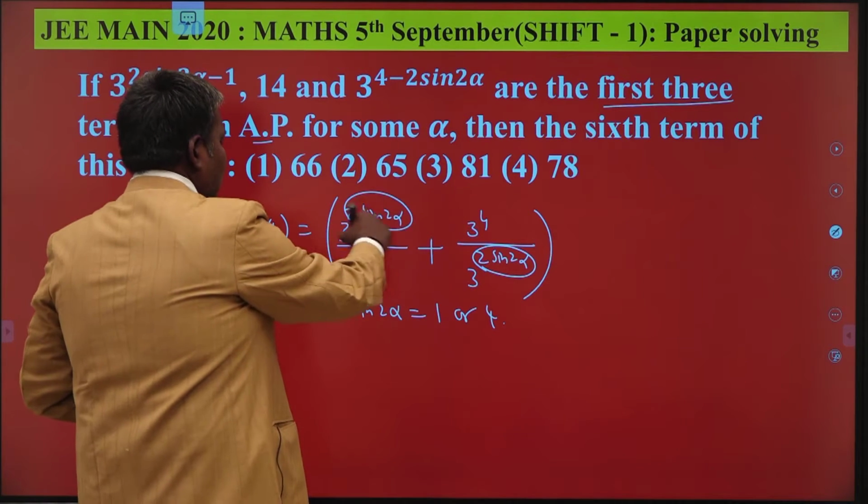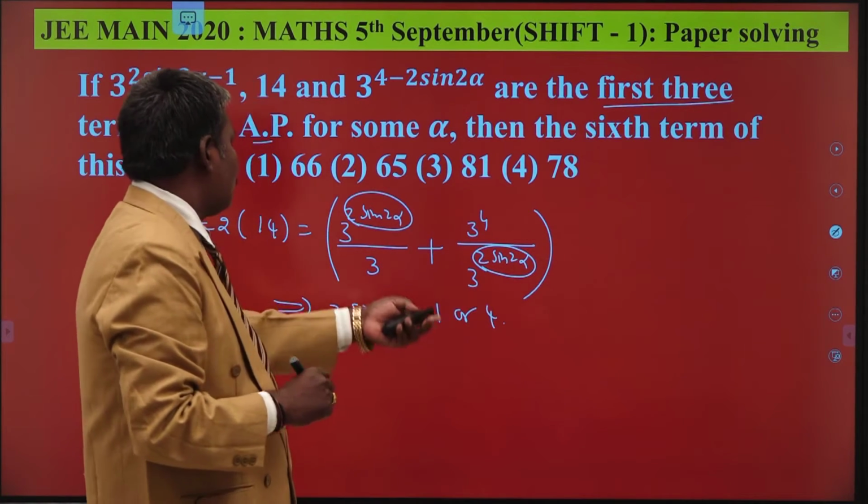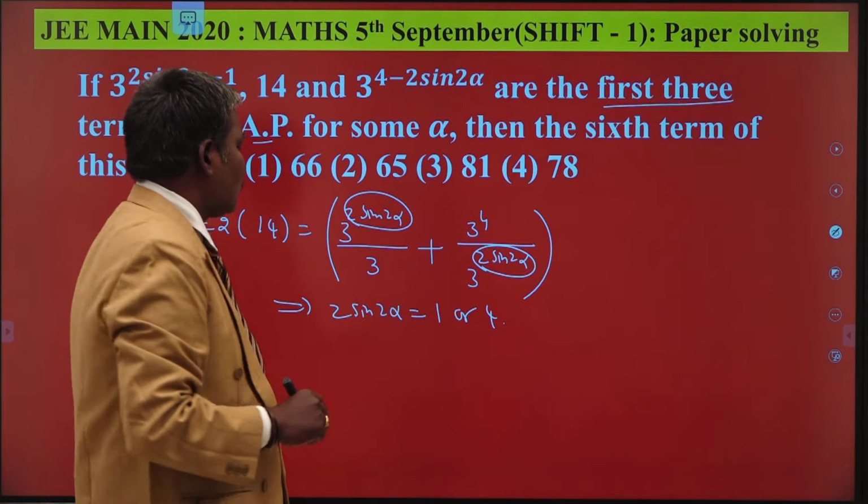Or you may take 3 power 2 sin 2 alpha as t, you can form the quadratic equation. From that you can also achieve that 2 sin 2 alpha is 1 or 4.